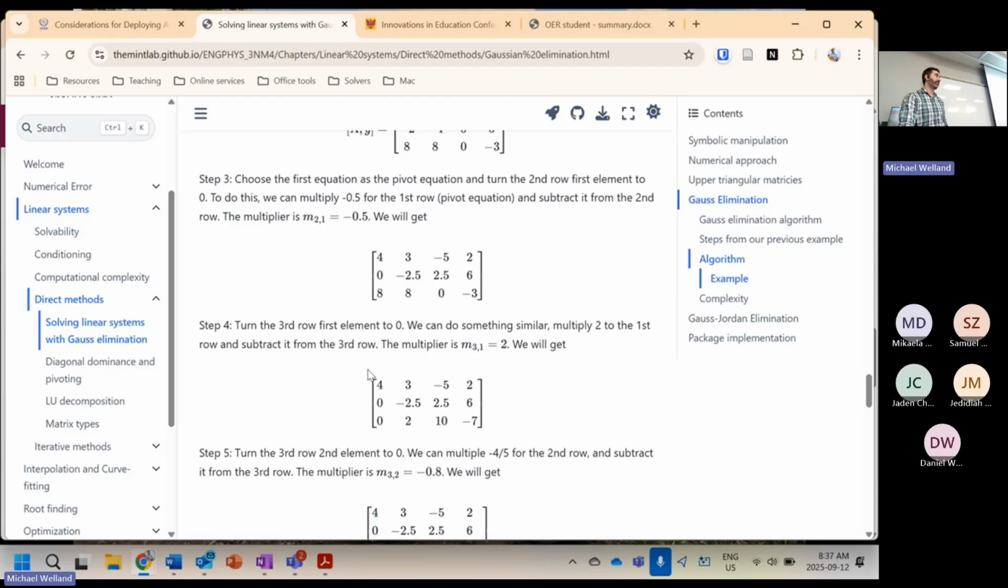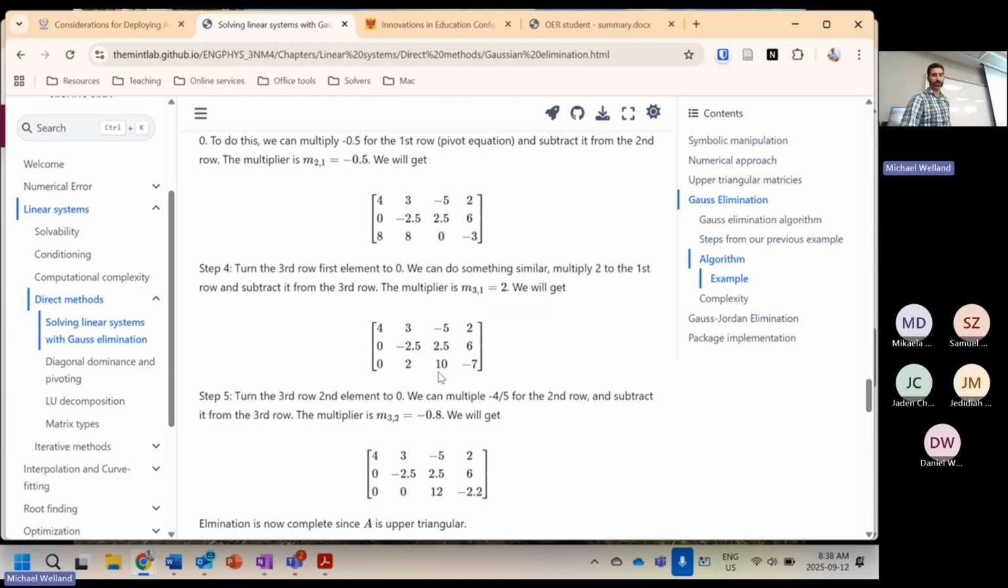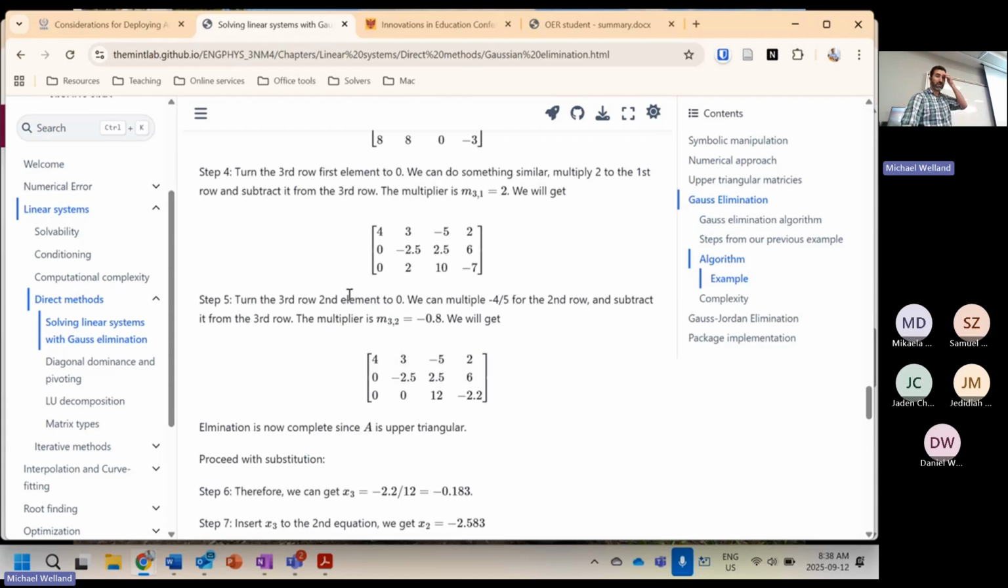Then we do the same thing for the third row. This time we multiply the pivot by 2, and then subtract it, and we zero that out too. So all we've done is take that first equation, multiply it by constants, subtract it from the other rows, and zero out this entire column. We're systematically creating this upper triangular matrix.